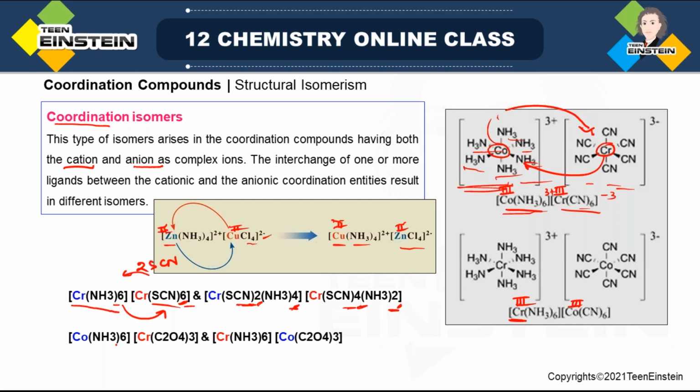And in the other example, again we have cobalt and chromium. The cationic sphere has cobalt with 6 ammonia, and the anionic sphere has chromium with 3 oxalate. Oxalate is a bidentate ligand, so to fulfill 6 coordination we need 3 oxalate ligands. In the second isomer, chromium is here and cobalt is here. So in this coordination isomer, we have seen different examples.